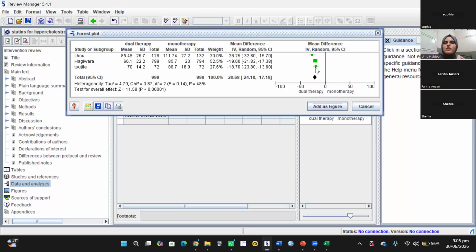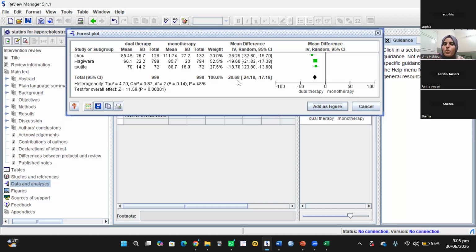The sizes of these squares tell you about the weightage of that study. I told you second study, Hagiwara, had the greatest weightage, 52.5% in the results. So it has a greater size, right? So the sizes tell the weightage and the length of the line going through the square tells you about the confidence interval.